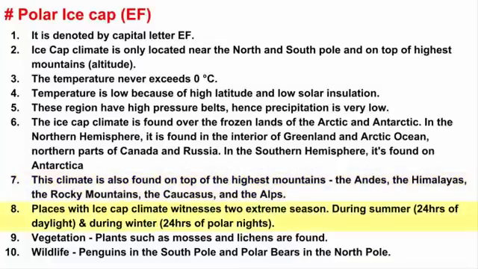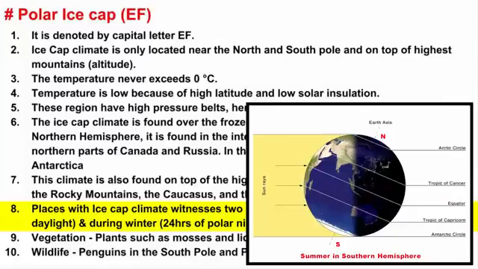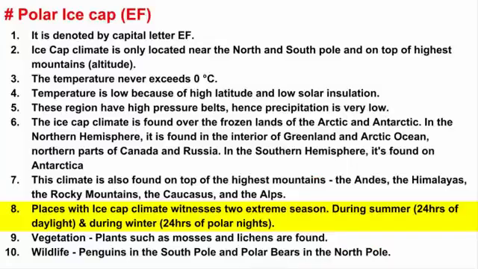Places with ice cap climate witness two extreme seasons. The seasons are determined by the amount of light. During the summer, there is nearly 24 hours of light since the pole is pointed towards the sun. And during the winter, the pole is facing away from the sun, which causes nearly 24 hours of darkness.